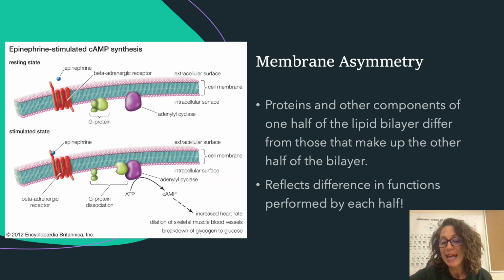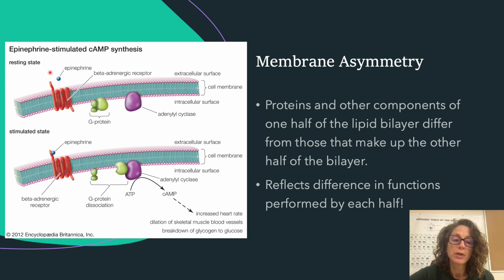Okay, membrane asymmetry. Asymmetry means it's not the same on both sides. So proteins and other components of one half of the lipid bilayer differ from those that make up the other half of the bilayer. Looking here, we have, for example, proteins on this end, but we only have a little bit of some protein or a transporter on this end. So they're not the same on both sides.